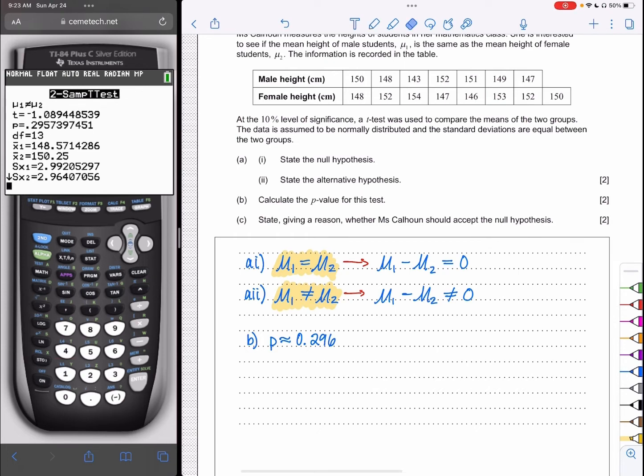And then part C is saying that we need to state, given a reason, whether she should accept the null hypothesis or not. So remember, when we're given a reason, we are comparing the p-value to the significance level. So we already know that 0.296 is going to be greater than 0.10. So remember, if the p is low, we reject the H0.